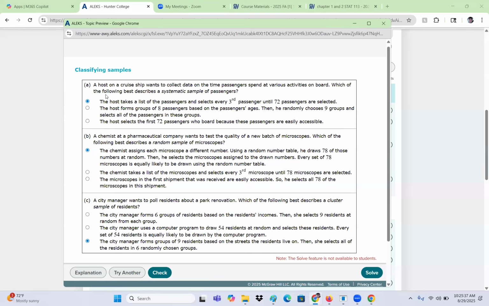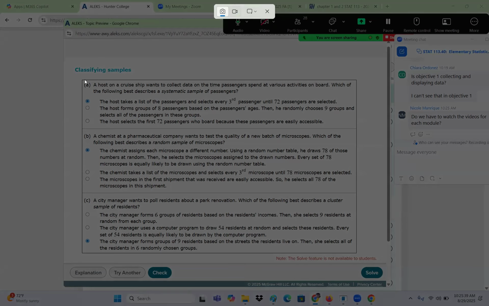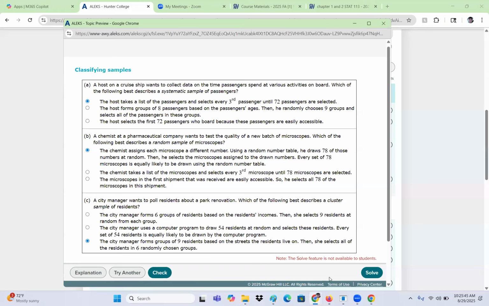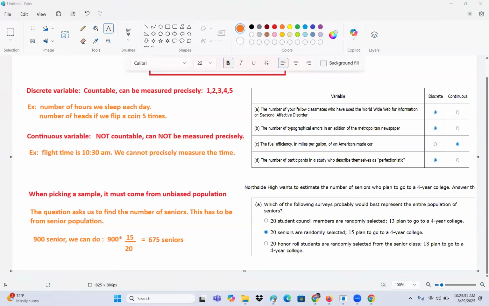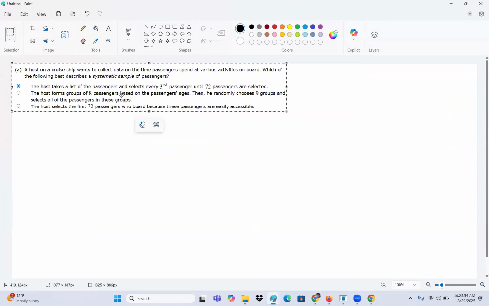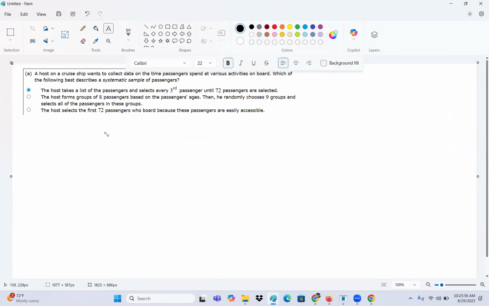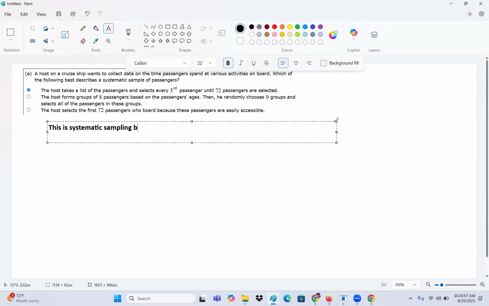The first part of the question says systematic sampling because it has the words every third passenger. Let me point it out on the notes. But in general, they do suggest you come to class. So this is systematic sampling because it has the keyword every: every third passenger.